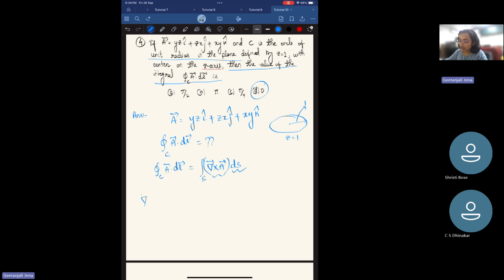So let us see the curl of A first. And it is quite straightforward because it's a Cartesian coordinate. That means you can easily recall what the curl of the vector potential will be. So this is yz, zx, and xy.